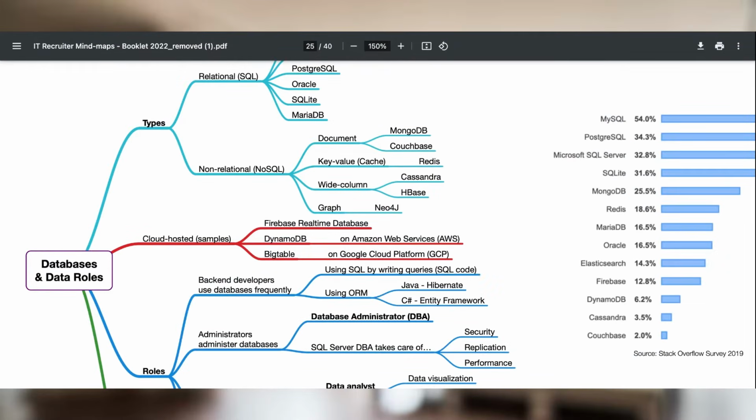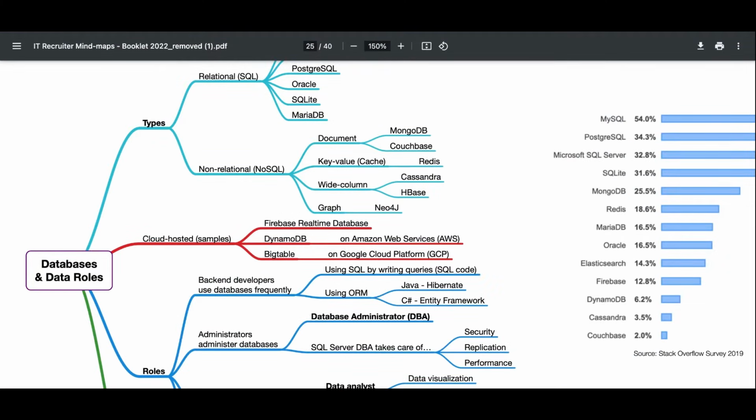We are going to explore the field of databases and data roles. As IT recruiters, it's crucial to understand the different types of databases, the roles involved, and the skills required. These things will ultimately help us as IT recruiters to source and select the best candidates, because we will be aware of the keywords and the prime things to look for. Now, first understand the different types of databases.